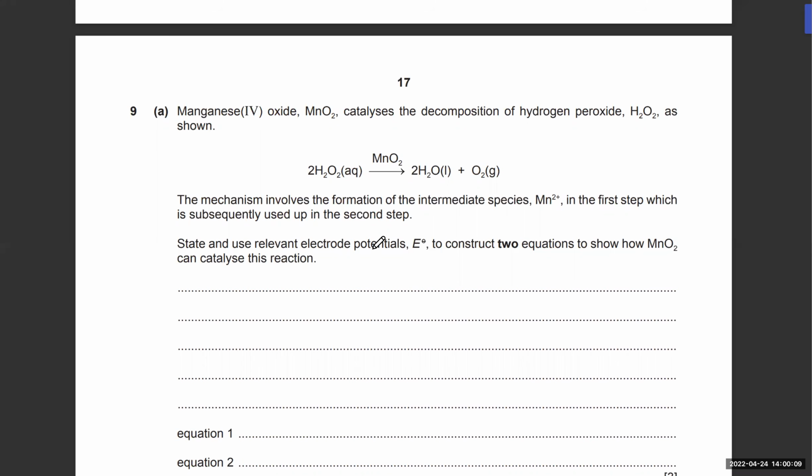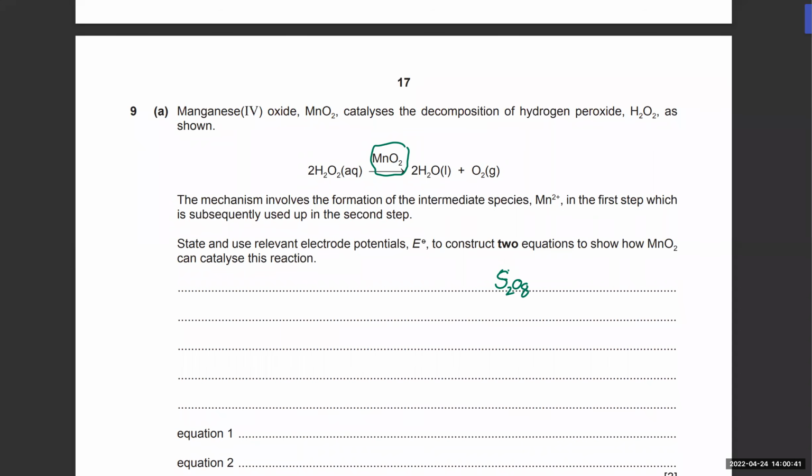So they're saying that MnO2 is the catalyst, right? So what that means is that it's reacting. I mean, how does a catalyst work? There's one reaction that we have done so far, one mechanism that we have to memorize. I'm just going to use that and compare it with this one.